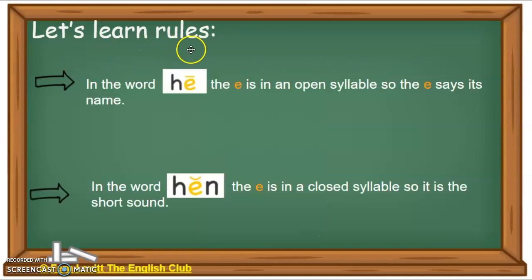Let's learn the rules. In the word he, the E is in an open syllable, so the E says its name. He. In the word hen, the E is in a closed syllable, so it is the short sound, E, as in hen.